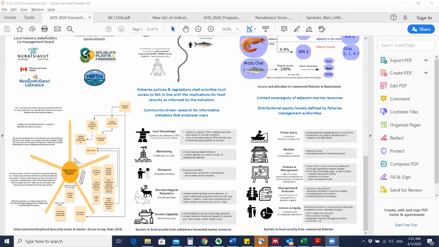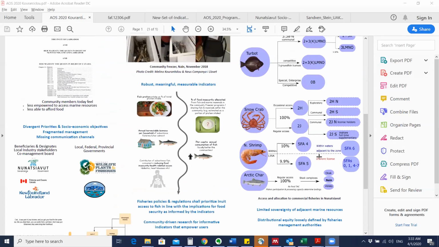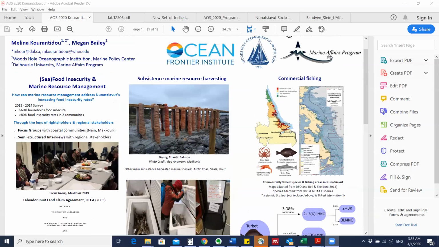And then with respect to access to markets, the absent infrastructure network increases costs and decreases quality of the delivered product. And last, the communal management through which fisheries are managed limits financial independence to fishers and is a disincentive for capacity development to compete with other fleets. And I'll stop here in the interest of time, but I'm happy to take any questions.